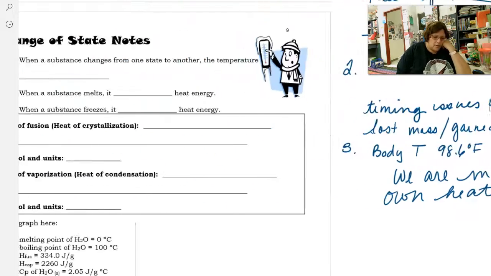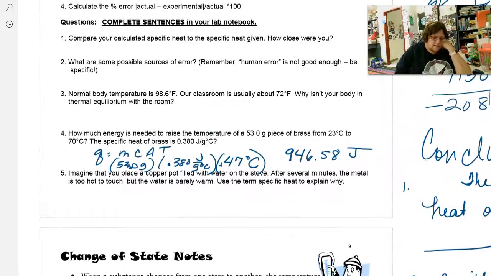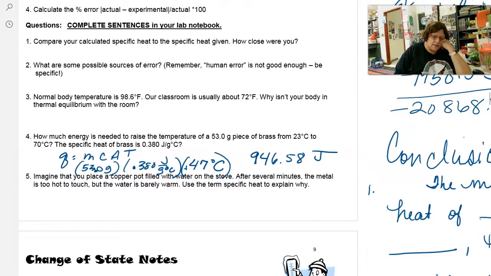All right. Question 4 asked, how much energy is needed to raise the temperature of a 35-gram piece of brass from 23 Celsius to 70? So we're just going to use Q equals mCΔT. This is the m. This is the delta T. And there's c. And you solve for Q. And you'll answer that in your lab notebook.